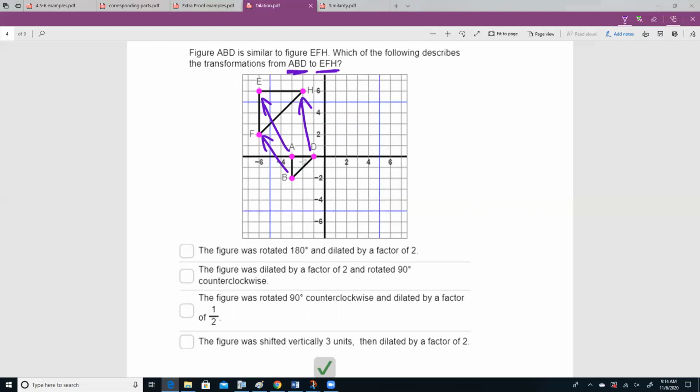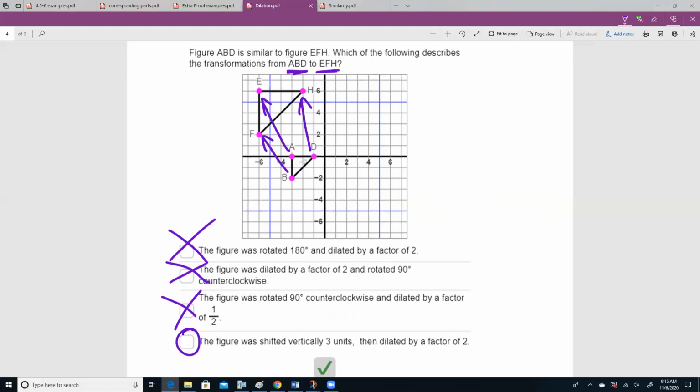Let's figure out which one we did. The figure was rotated 180 degrees and then dilated by a factor of 2. Okay, if I look at this, there was no rotation. A and D correspond to E and H, which stayed on top the whole time, so we know that's not our guy. The figure was dilated by a scale factor of 2 and rotated 90 degrees. Again, if it was rotated, then E and H wouldn't be on top. The figure was rotated 90 degrees. Okay, we know it's not rotation. Aha! That means we know it's this guy.